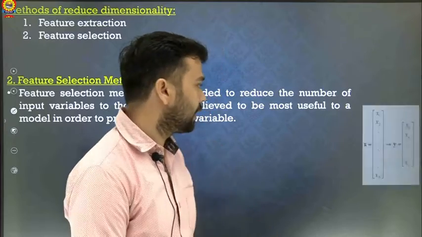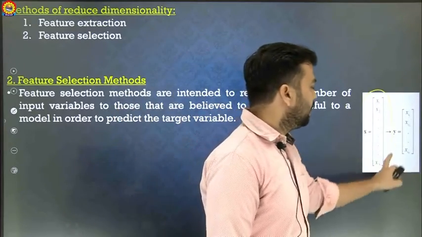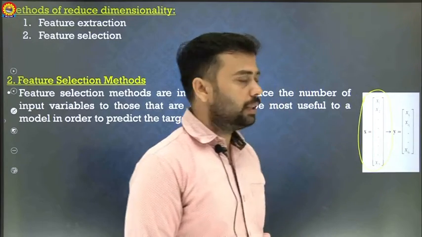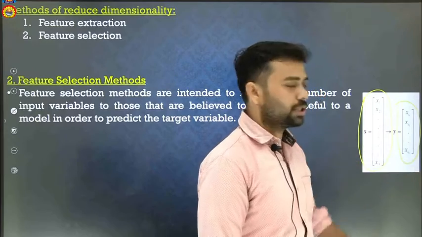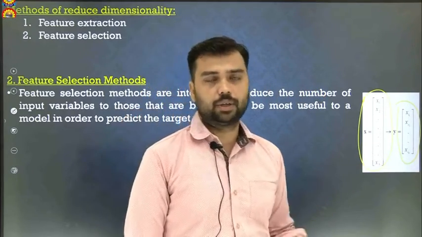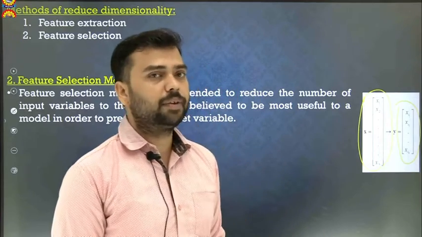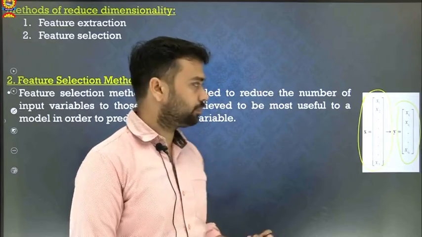We will discuss that in the next slide. Suppose we have n number of features. From those n features, we select k features. So k is a subset of the given n features. So it is simply selecting a subset from the given data set. Then we can say it is feature selection.